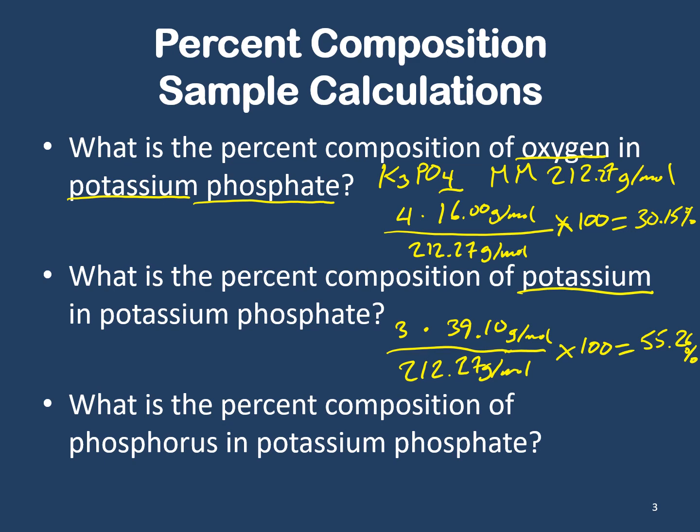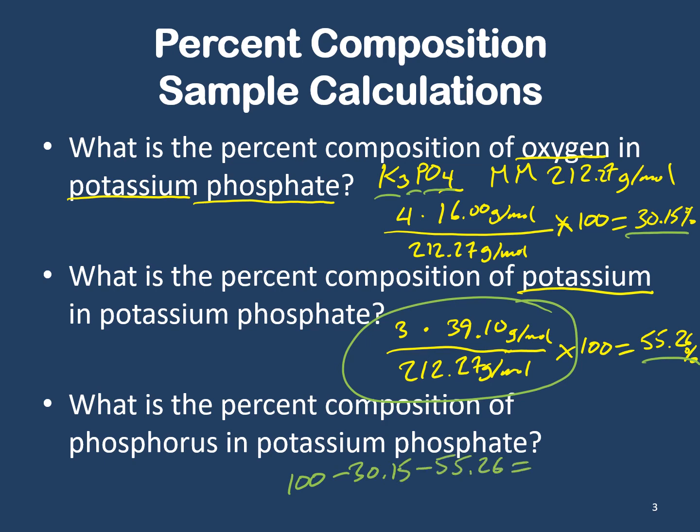All right, so now for the last one, we can do this 2 different ways. We can use the same formula that we've been using to calculate percent composition for phosphorus, or since we know there are only 3 elements, oxygen, phosphorus, and potassium, we can actually just add these 2 percent compositions we've already calculated and subtract from 100 to get phosphorus's percent composition. 100 minus 30.15 minus 55.26 will also give us our percent composition of phosphorus. Choose whichever way you want to do it. It doesn't really matter. I'm going to do it this way just to show the option. You should get that phosphorus is about 14.59% of the compound by mass.